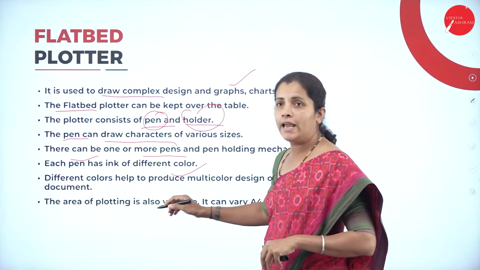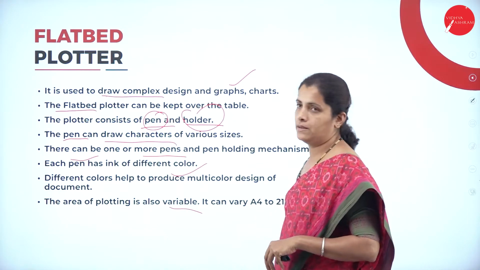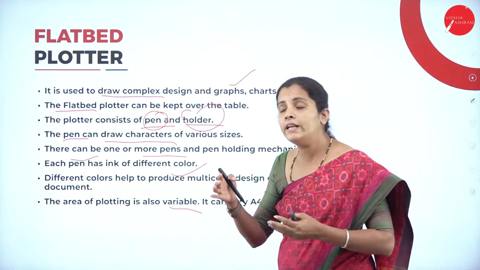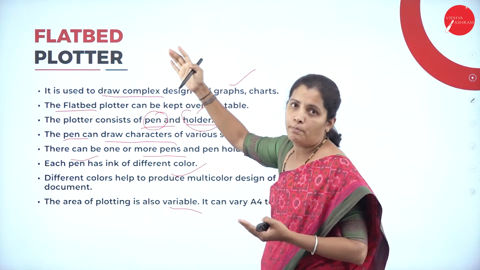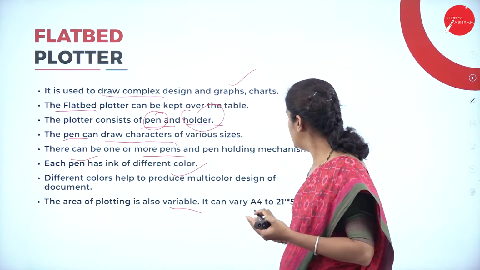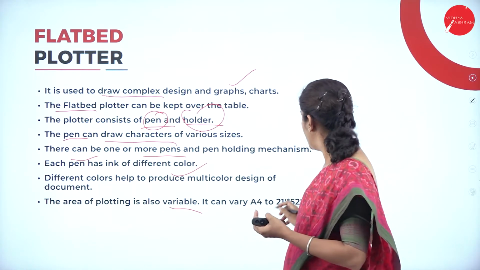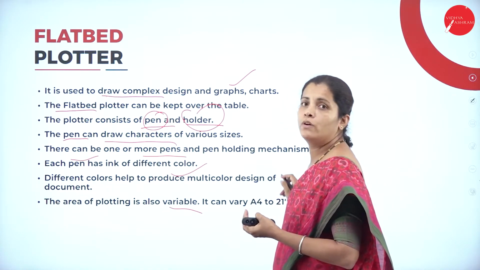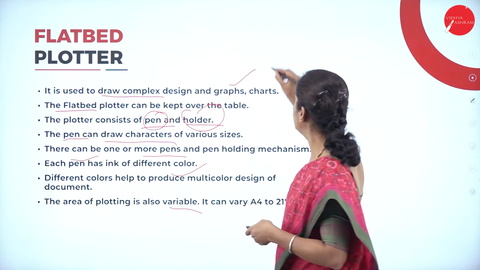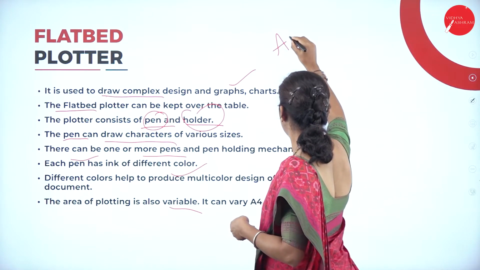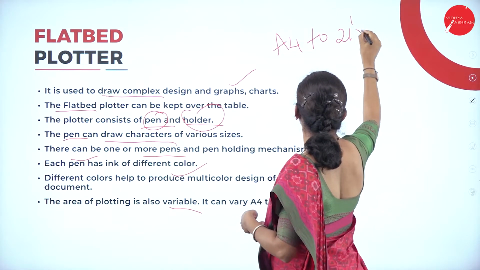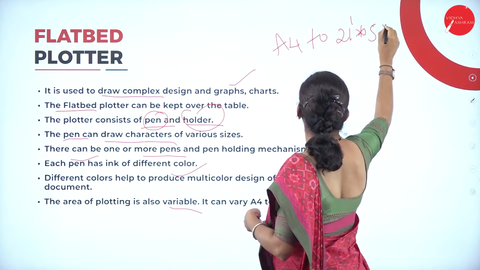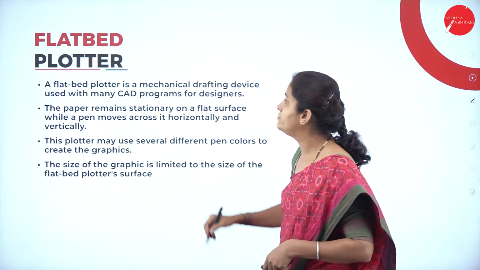The plotting area is variable. I repeat, the plotting area is available in the flatbed plotter. The size is A4 to 21 into 52 inches.